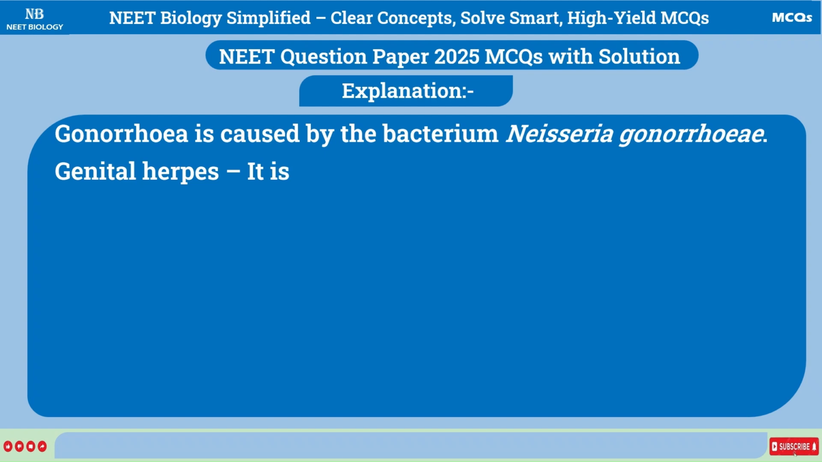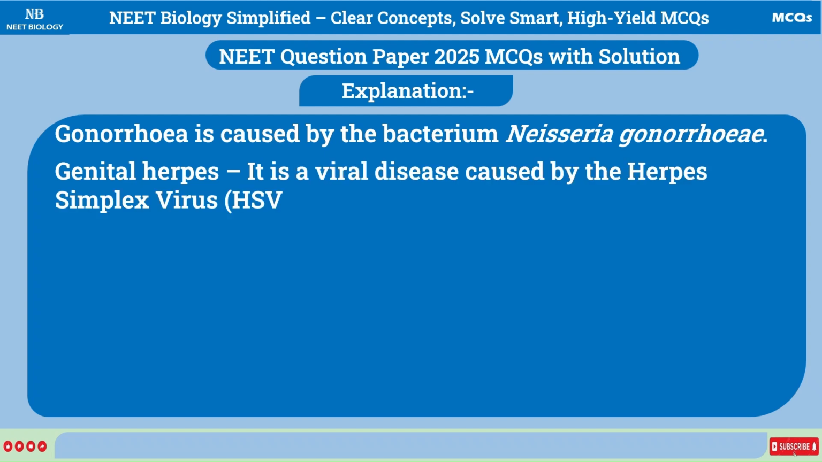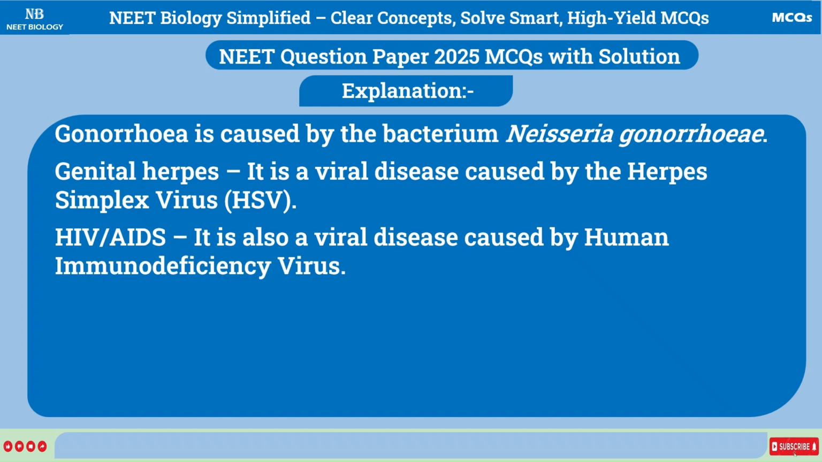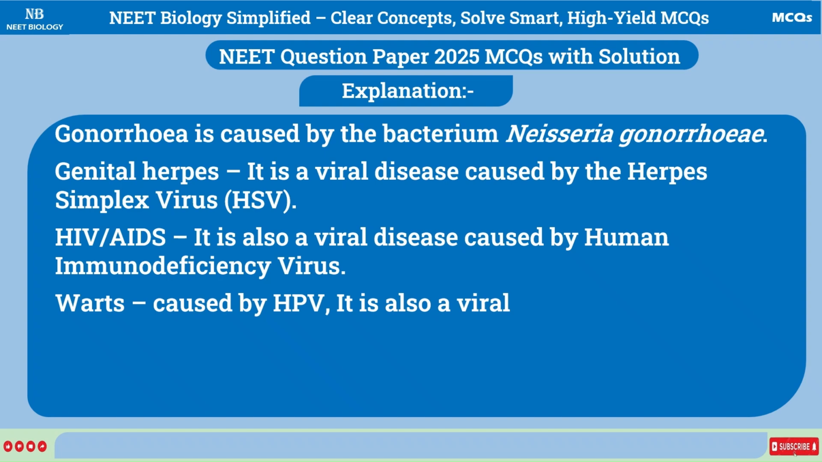Genital herpes: it is a viral disease caused by the herpes simplex virus, HSV. HIV/AIDS: it is also a viral disease caused by human immunodeficiency virus. Warts, caused by HPV: it is also a viral disease caused by the human papillomavirus, HPV.